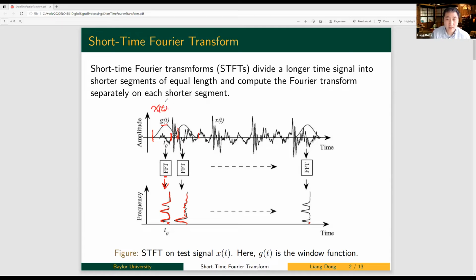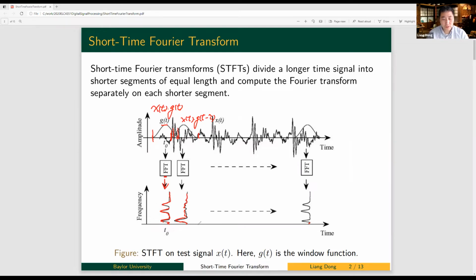Windowing. Windowing is a product in the time domain times g(t). If it is aligned, g(t) is right here. For the next segment, suppose here, that will be x(t) times g(t minus tau). You have a shift. The window has shifted. And then I take this signal, x(t) times g(t), and go through an FFT. So I will have a frequency signal.